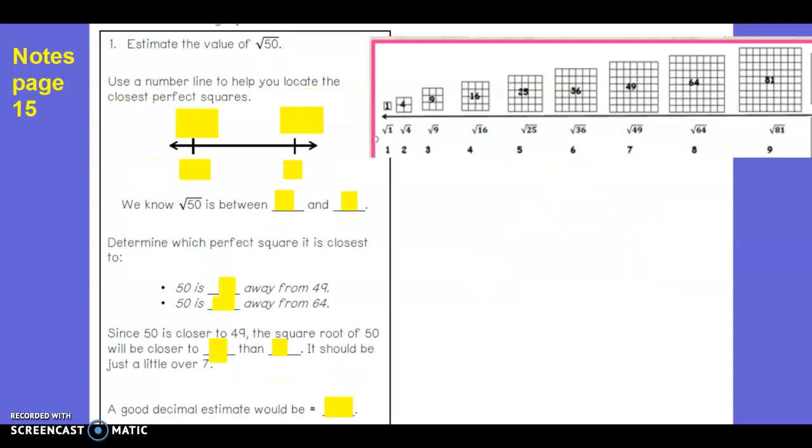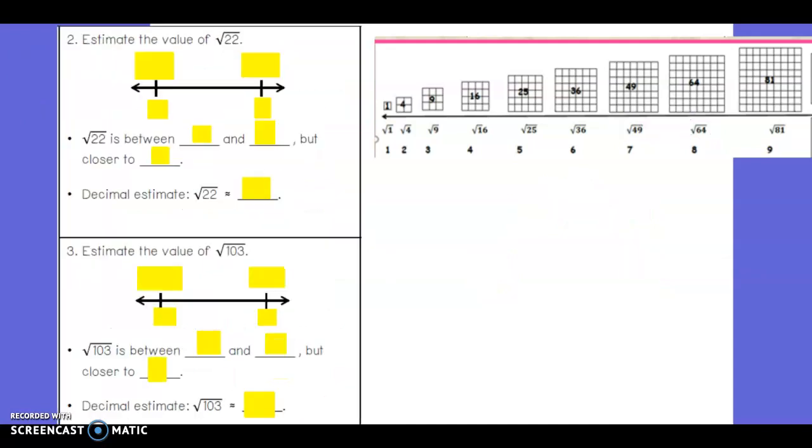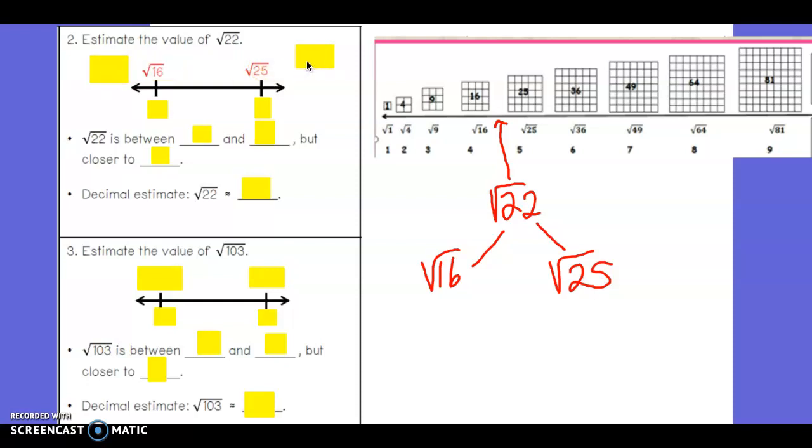Let's try another one. Let's estimate the square root of 22. So thinking about all my perfect squares, I know that the square root of 22 is going to be somewhere in between the square root of 16 and the square root of 25. So if I put that on this number line here at the top, I know the square root of 22 is in between those two numbers, and the square root of 16 is 4, and the square root of 25 is 5. Okay, I know it's in between 4 and 5, but which one is it closer to? Let's try to calculate that.